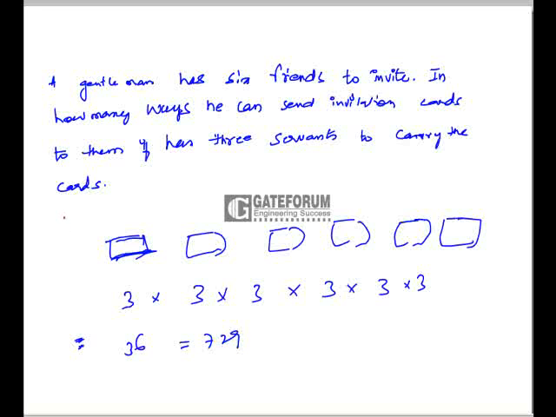So here the options are: option A 729, option B 18, option C 646, option D none of these. So the correct option is option A, 729.